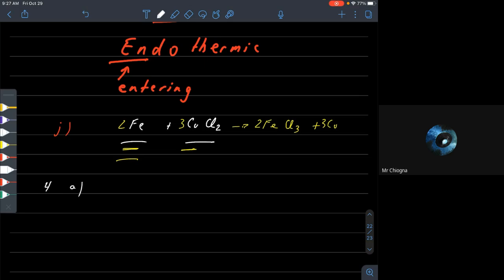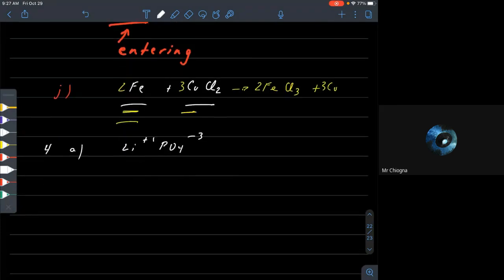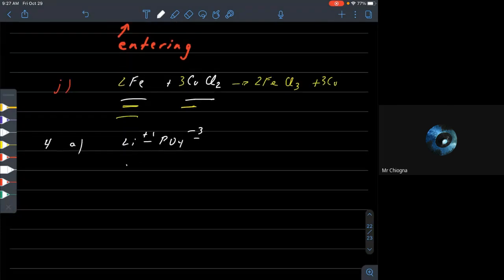Okay. Lithium phosphate. I'm going over 4A. Lithium phosphate. I have to write down the ions. Phosphate. How do I know this is a polyatomic? It ends in ate. See how it ends in ate? Phosphate. That's my clue. Look it up. PO4 minus 3. Crisscross because they're different charges. Li3PO4. Magnesium sulfate. Mg plus 2. SO4 minus 2. Same number. That means just write down the symbols. MgSO4.